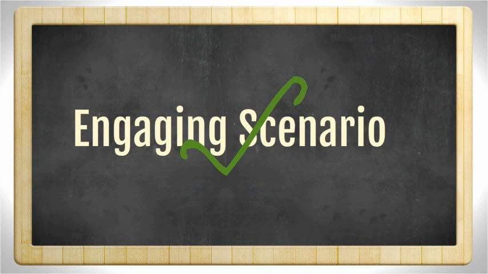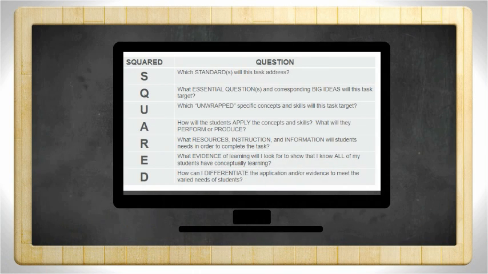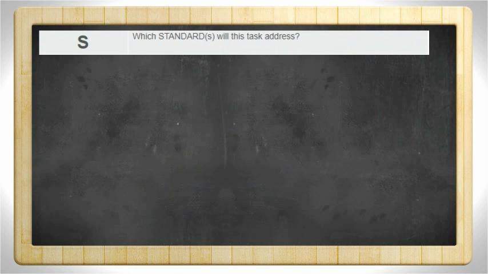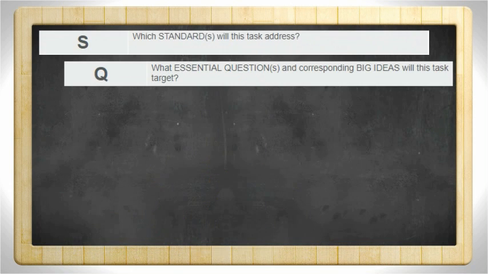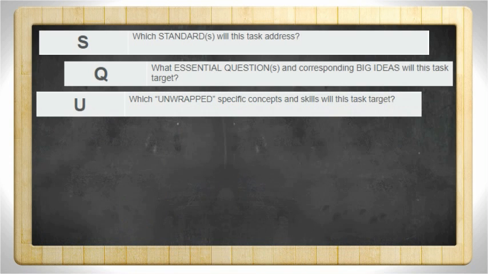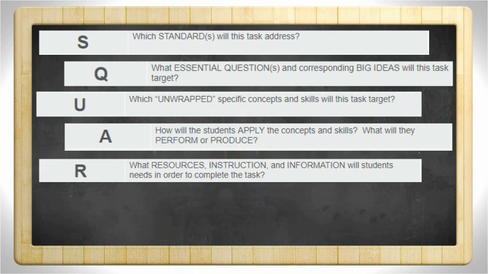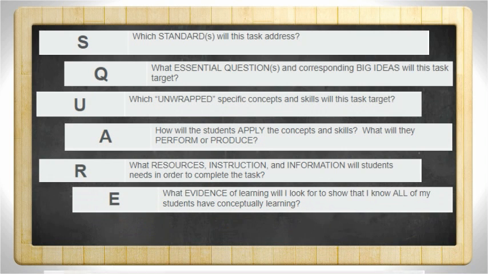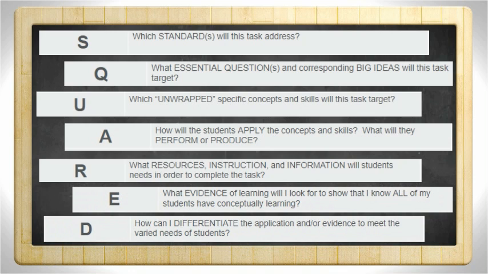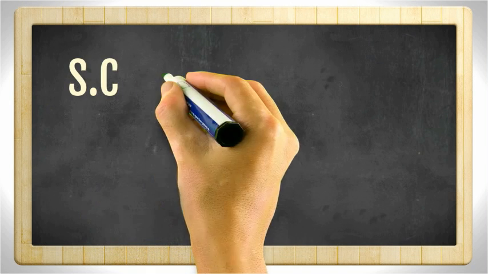After the engaging scenario was created, the teams moved into creating the tasks for the engaging scenario through the SQUARED protocol. Teams began by determining which standards this task addressed, which essential questions the task will target, the unwrapped skills and concepts students will demonstrate through the task, how students will apply the concepts and skills as well as what they produce and perform, the resources students will need to complete the task, the evidence needed to be shown to demonstrate mastery, and ways to differentiate the application to meet the needs of all students.